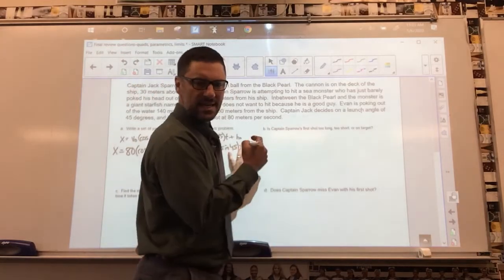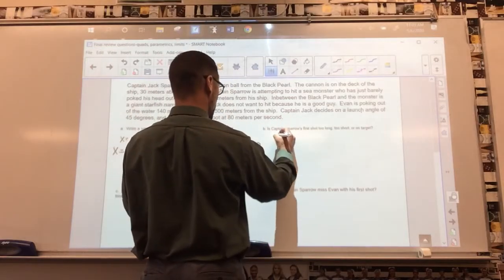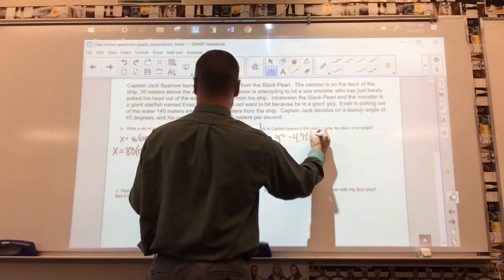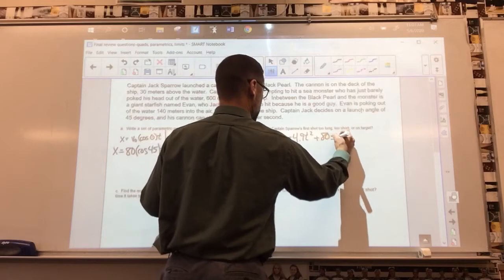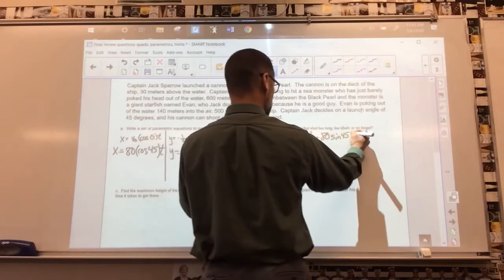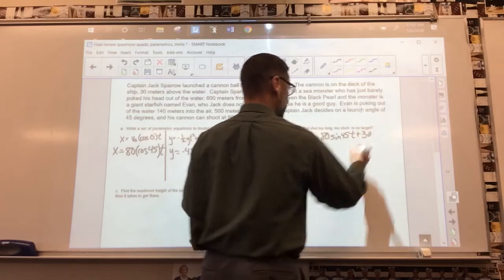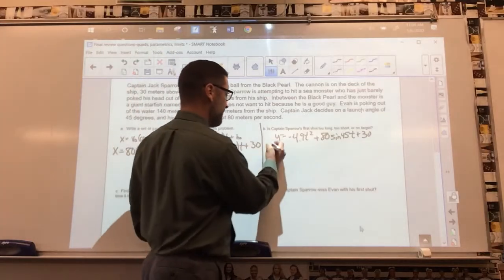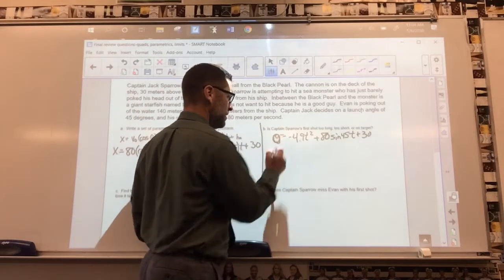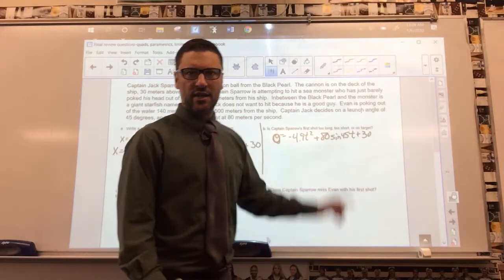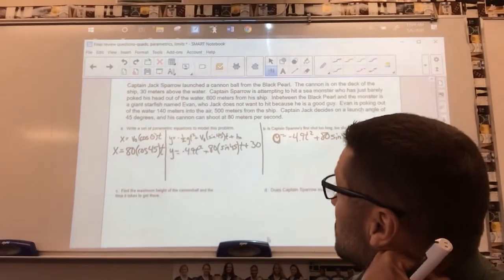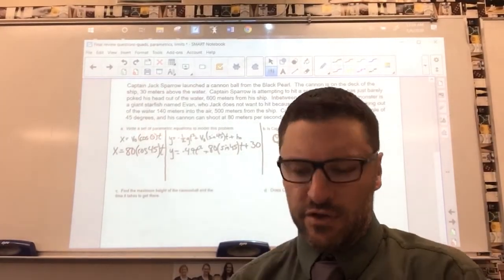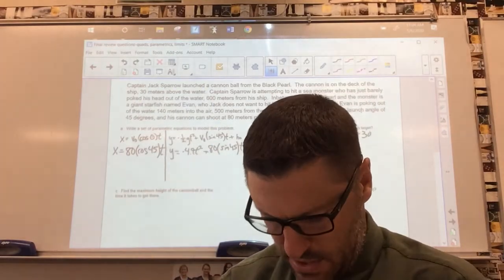So here we go. I'm going to take this equation right here: y equals negative 4.9 t squared plus 80 sine of 45 t plus 30. What I want to do is find out when the y value hits the ground, when that y value is 0. And all of that is a quadratic that I can use Poly Root Finder to solve. So I'm going to go to my calculator.